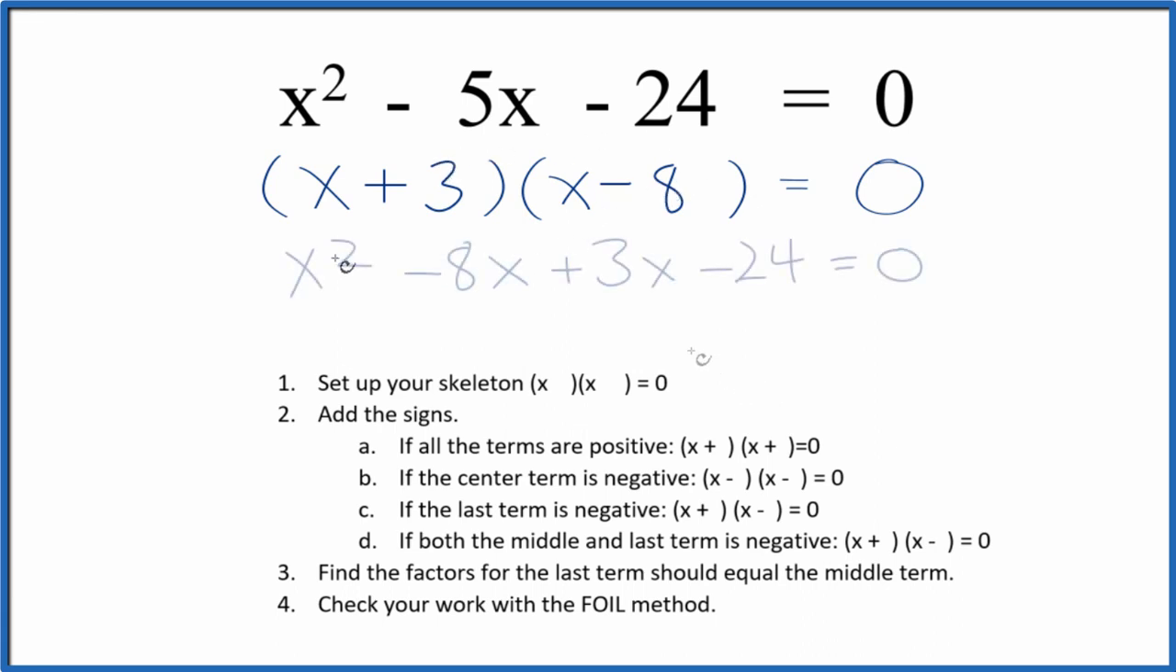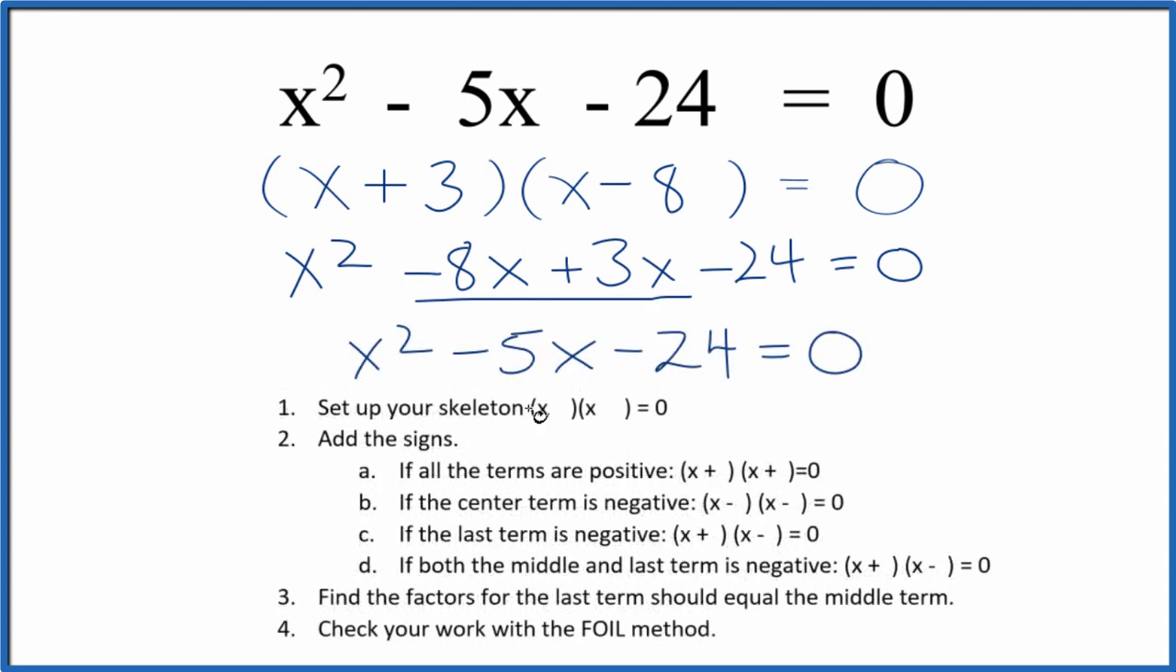That gives us, and we can combine negative 8x plus 3, and we get, and this, that's the same as what we had up here. So we've done this part here correctly. We've correctly factored x squared minus 5x minus 24. Let's check the values. Let's find those values for x, that when we plug it into the equation here, we end up with this equaling 0.